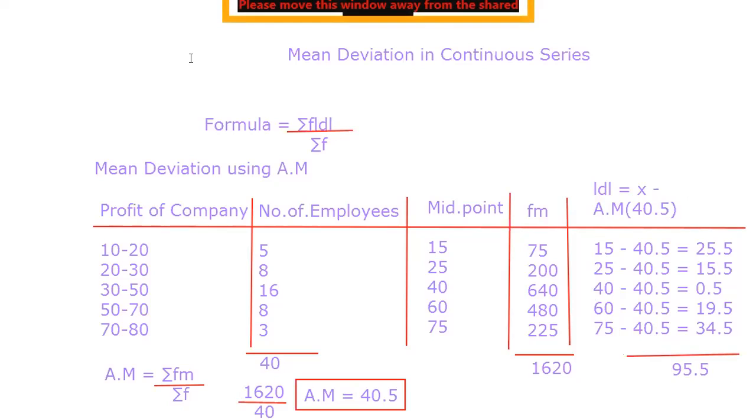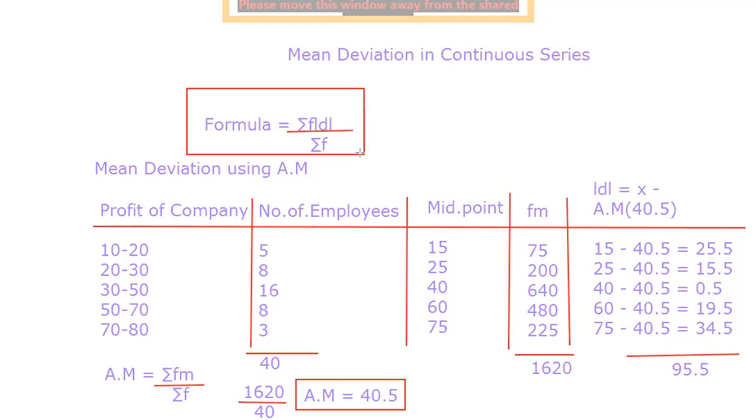Can you all see the formula? So what is our formula? That is sigma f into deviation, divided by sigma f, right? Yes or no? Now we have found the deviation. This is our deviation and this is our frequency. Are you all with me?